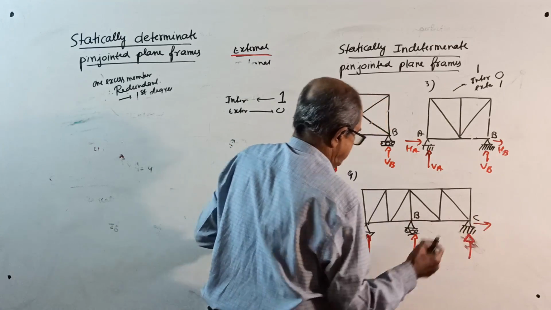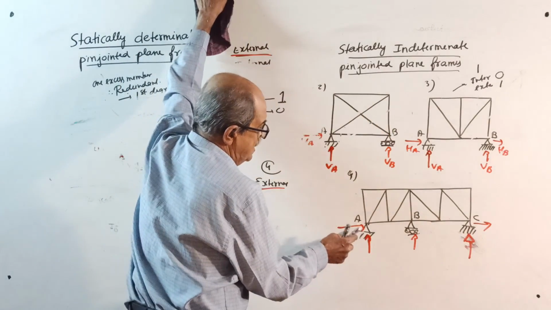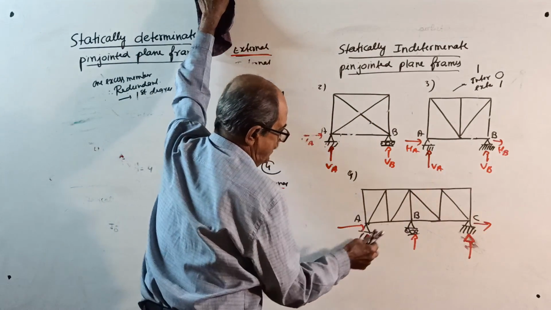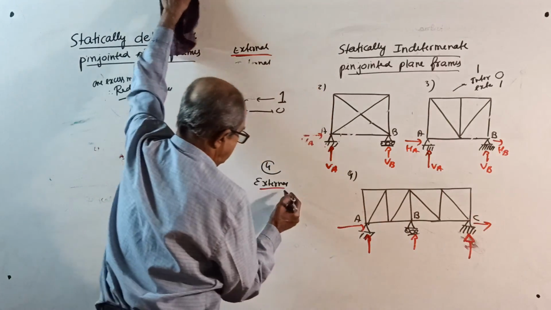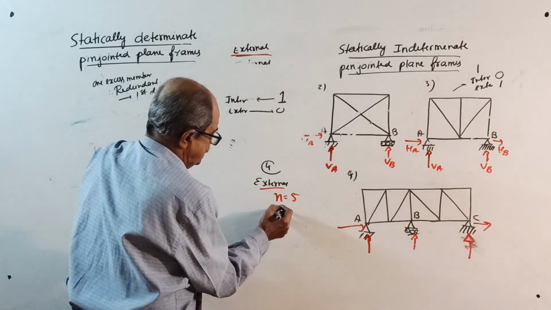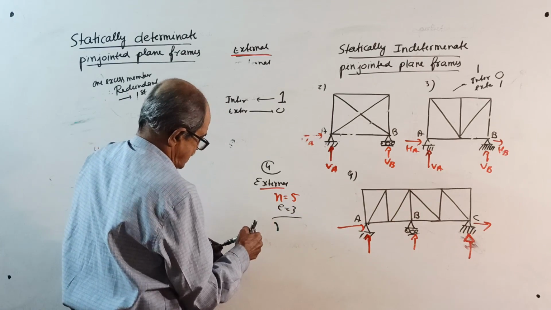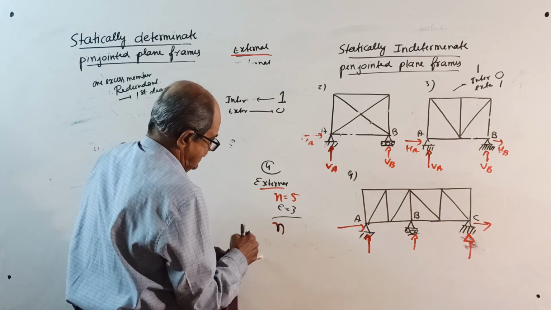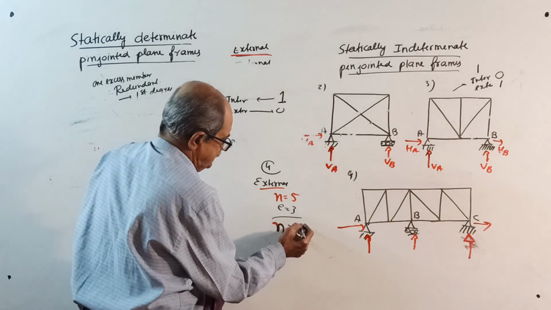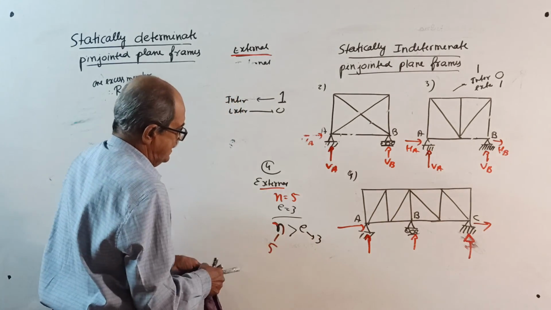Vertical, horizontal, right? Externally, one name you write: VA, HA, VB, VC, HE. You write 1, 2, 3, 4, 5. Externally, unknowns are 5. Equations are only 3. Therefore, the number of unknowns is more than the number of equations. 3 equations, there are 5 unknowns.